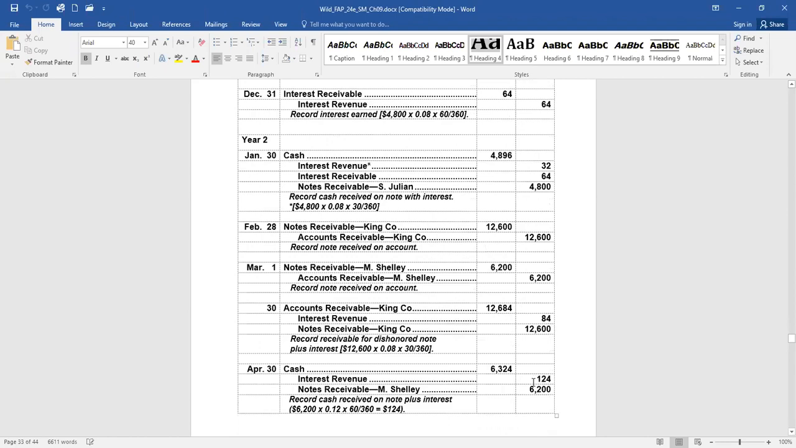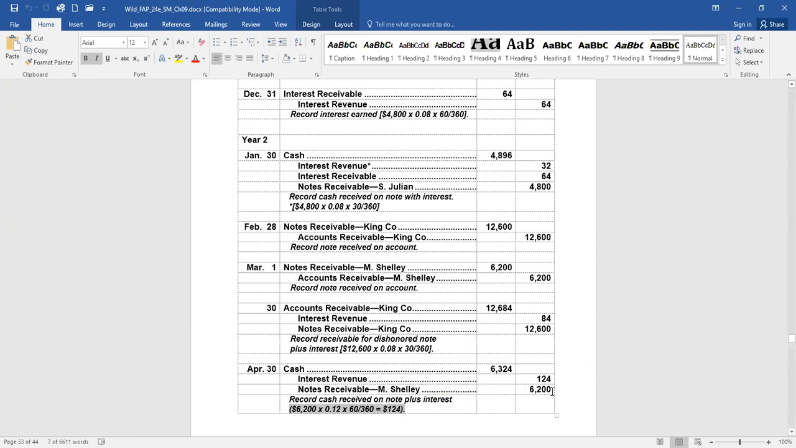On April 30th, Shelley pays off their bill. So March 1st was the day we converted Shelley's accounts receivable to a 60-day note at 12% interest. Calculate the amount of interest on this note by taking the principal times 12%. Remember, that's for a whole year, though. We need to know interest for 60 of 360 days, $124. So interest revenue is credited for the $124.